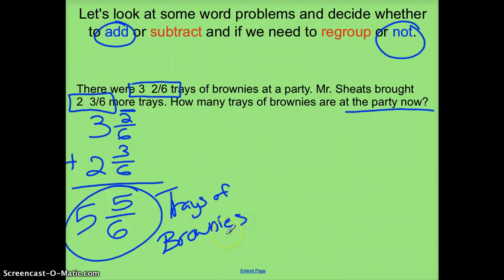And that's my answer. So again, be careful and check to see, do I need to regroup or not? Can I solve it the way that it is? If I did decompose this out into improper fractions, I would still get 5 5/6. I'm just going to save myself that time.